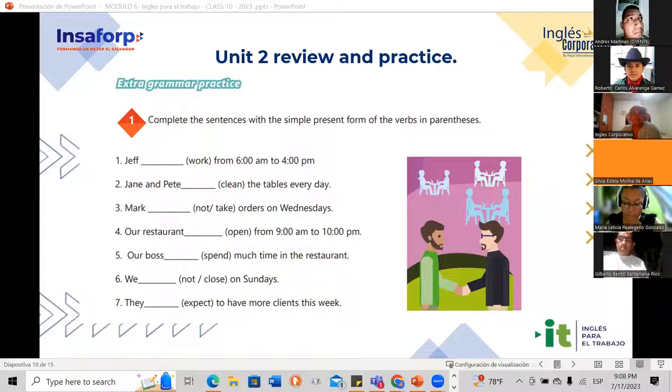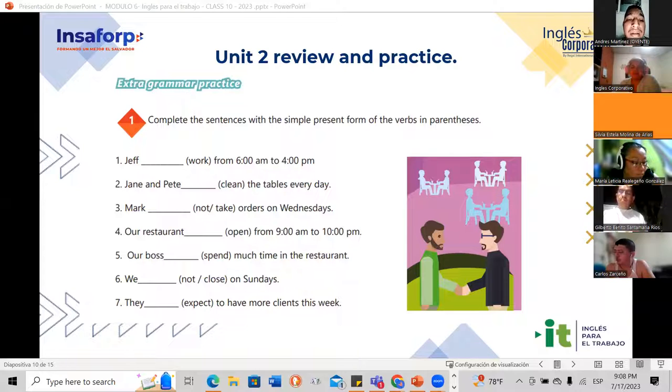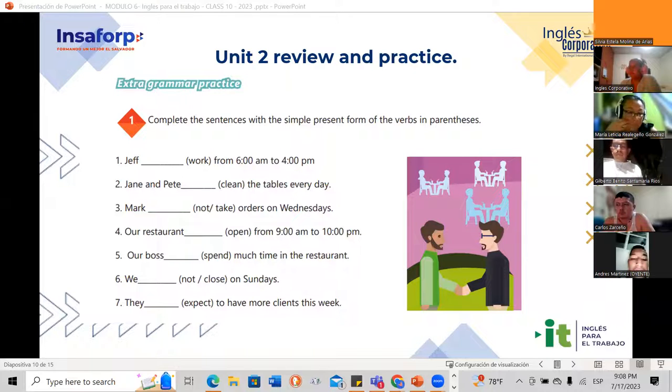Jane and Pete, volunteer for number two. Clean the table every day. Yeah, the normal verb, right? Okay. Good. Volunteers for number three, I'm sorry. Okay, Andres. Mark doesn't take orders on Wednesday. Okay, very good. Volunteers for number four.